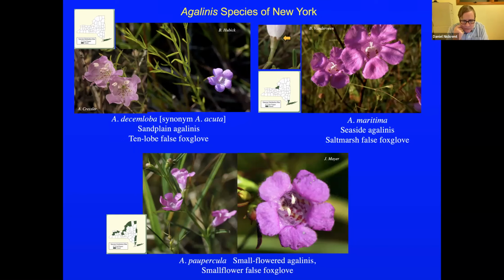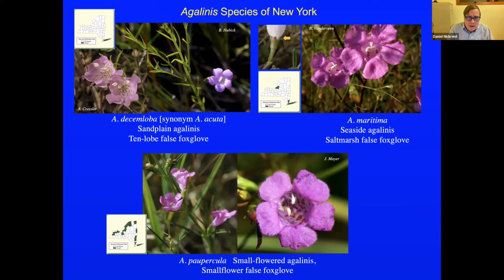Paupercula, the small-flowered Agalinis or small-flowered false foxglove. These things have been moved around, as botanists tried to place them in a member of the Acanthaceae and come up with another name, and Agalinis is what we have today. But the common names keep changing, and some of these have three and four common names. So those are some of our rarest right there.